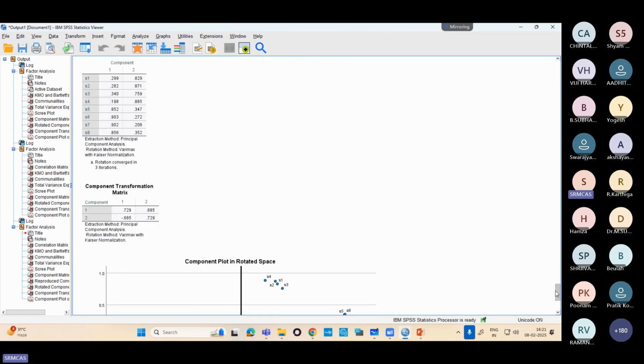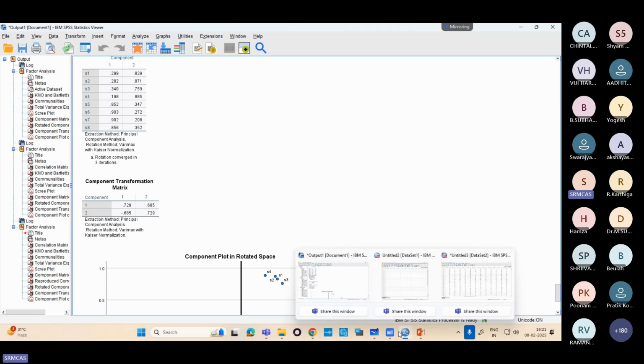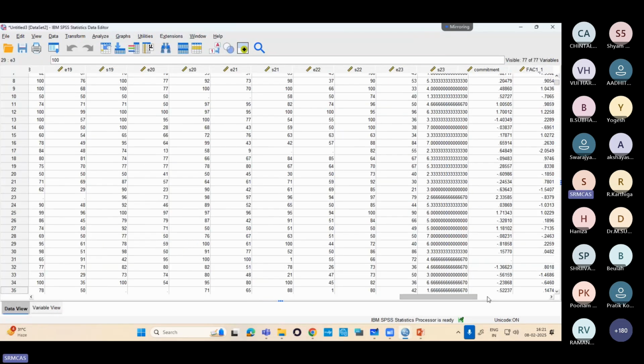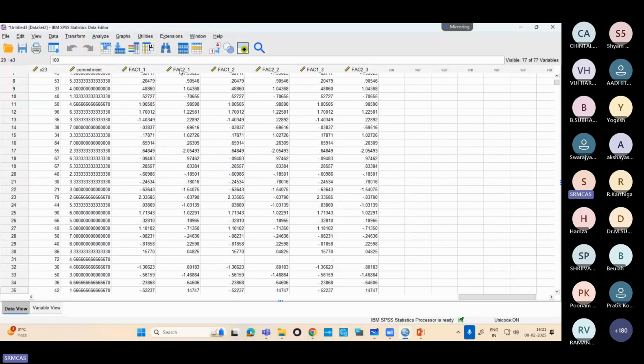Then we can see the estimated factors here. In the data set, see factor 1, factor 2. These are the estimated factor scores. These can be used for further analysis in regression, either as dependent or independent variables, as we decide.